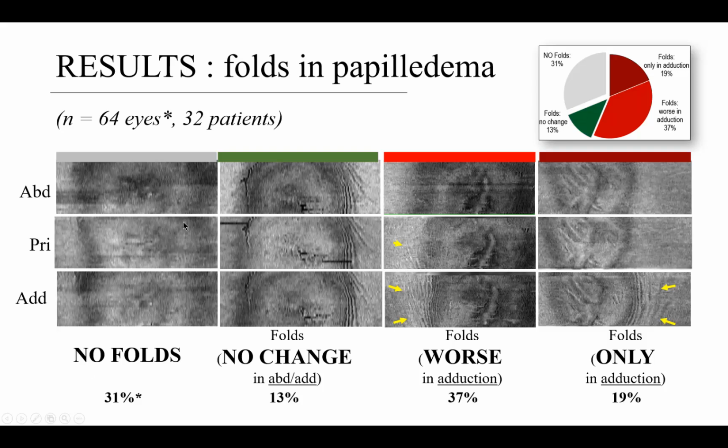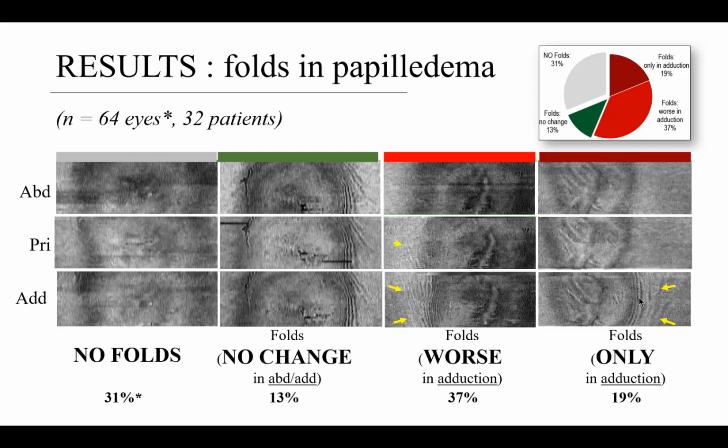About a third of them showed no folds at all. Another 13% showed folds that did not change in eccentric eye position, and about 2/3 of them showed folds that got worse in adduction, and 20% of which had folds that were only present in adduction.